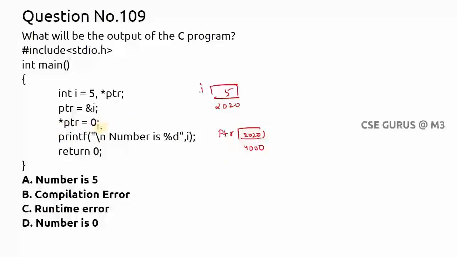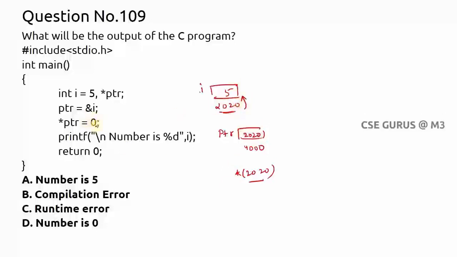Now *ptr equals 0. That means, what is the ptr value? 2020. That means you have to go to the position of 2020. If I give an asterisk, what is the value inside that address? 5. So already it is 5. Now we are going to that position.